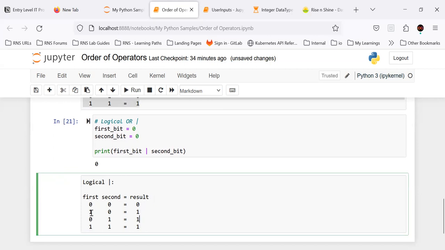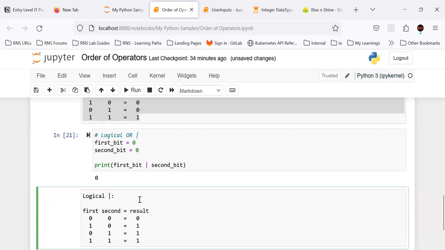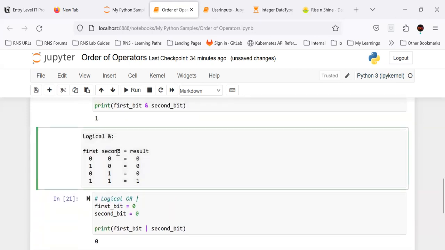If the first bit is 1 and the second bit is 0, it doesn't matter, that is going to become 1. First bit is 0, but second bit is 1, yes, the result is 1. And first bit is 1, second bit is 1, obviously this is 1. But if both bits are 0, then only it is going to become 0. Remaining all the cases, 1. But for the logical AND, if both are 1, 1. Remaining all the cases, that is 0.